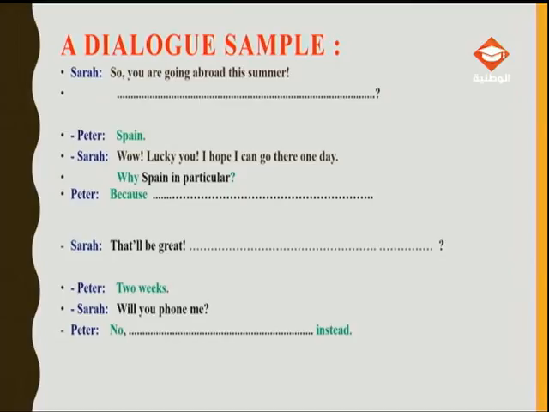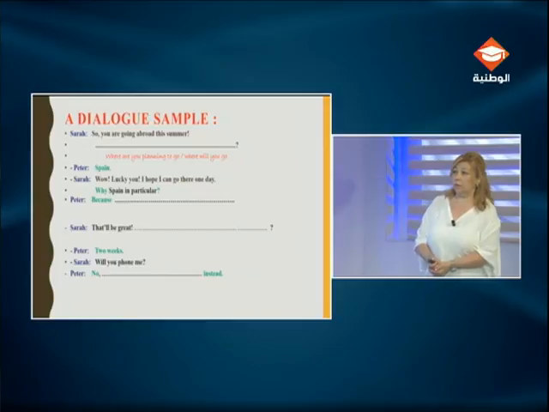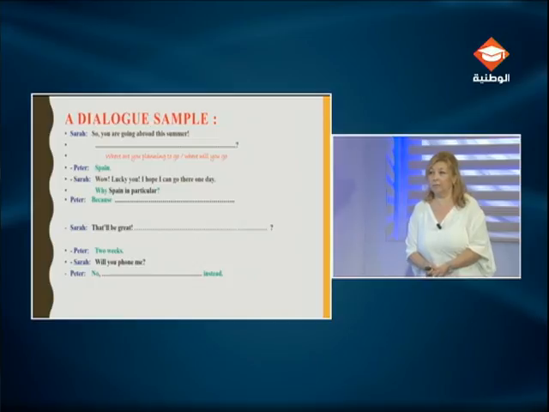Therefore, what about the appropriate question to this answer? And what about the tense used in Sarah's sentence? "You are going abroad this summer." So it's about the future. We have to respect the tense used. How can we answer this question? Spain. So it might be, where are you going? Have you made up your mind about your destination? Or maybe, where are you planning to go? Where will you go? And the answer is Spain.